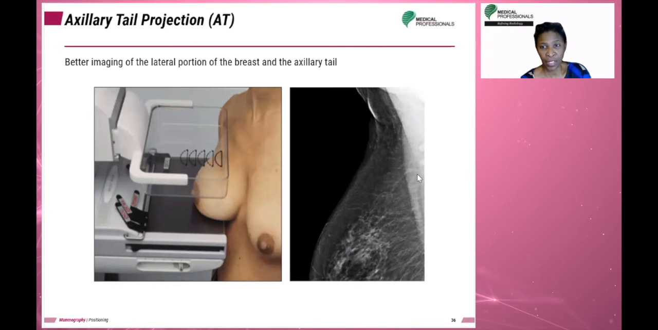So here we have an image of the AT, and again, do not bring the head of the humerus into the image, because then you will not be able to compress sufficiently and you'll get a poor contrast and poor diagnostic quality image.